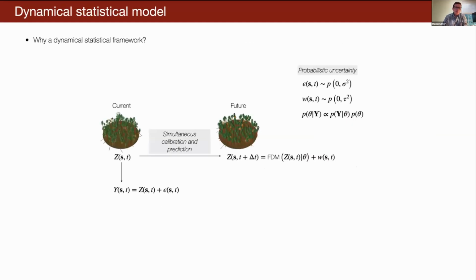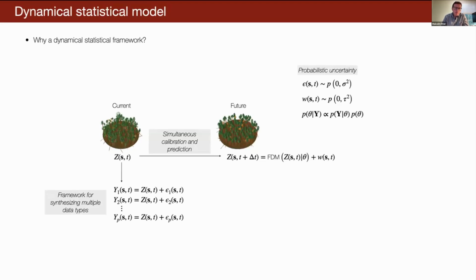So why do we like these dynamical statistical frameworks over the common approaches I showed earlier to model forest dynamics? Well, the first is that before we had this two-stage process. We were going to calibrate or parameterize our models, and then in the second stage make predictions. In these dynamical frameworks, we have simultaneous calibration and prediction. We have probabilistic estimates of uncertainty in terms of our observation error as well as our process error, but we also have a posterior probability distribution for our model parameters themselves, which gives us some measure of uncertainty in their value.